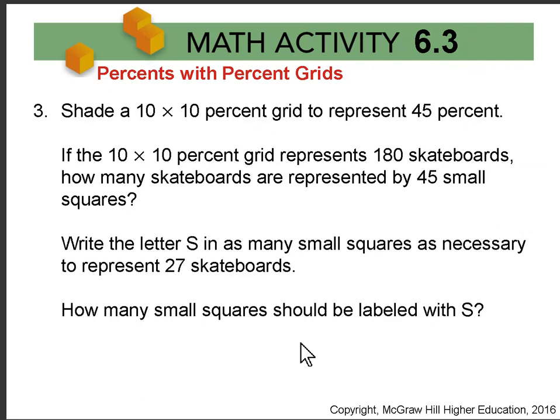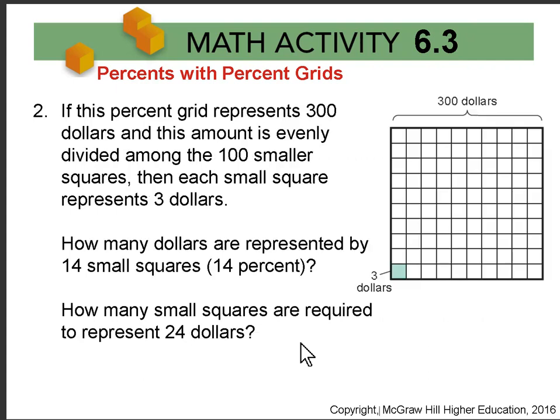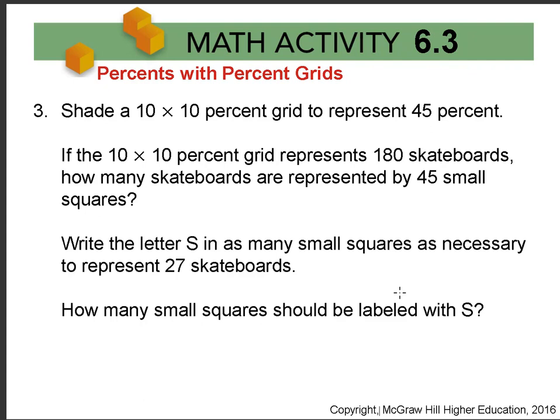In question 3, we ask you to shade a 10 by 10% grid to represent 45%. If the 10 by 10% grid represents 180 skateboards, how many skateboards are represented by the 45 small squares? Now remember here, we had our whole amount 300 and we divided by 100 to get the value per square. We're asking you to do a similar thing here. The whole value is 180. How much per square? And how much in 45%?